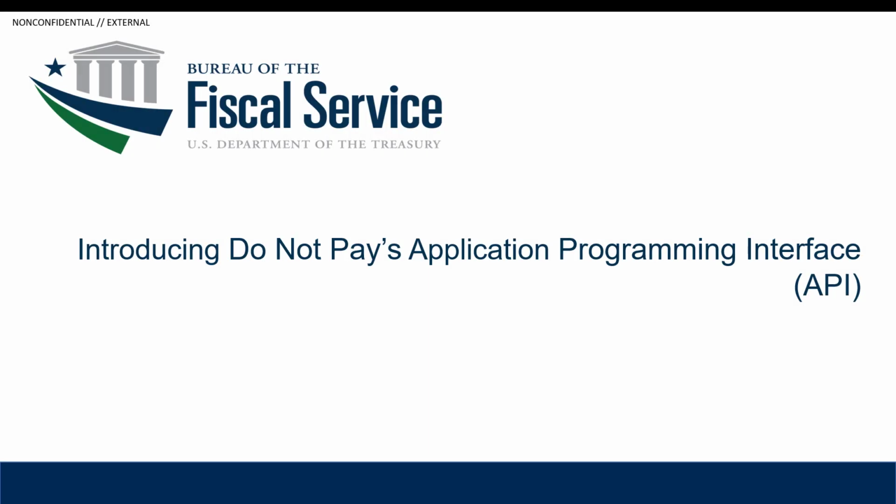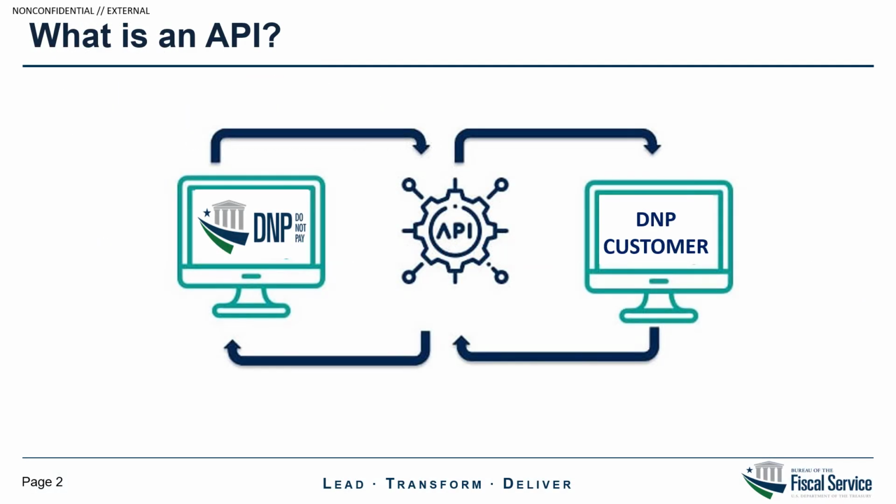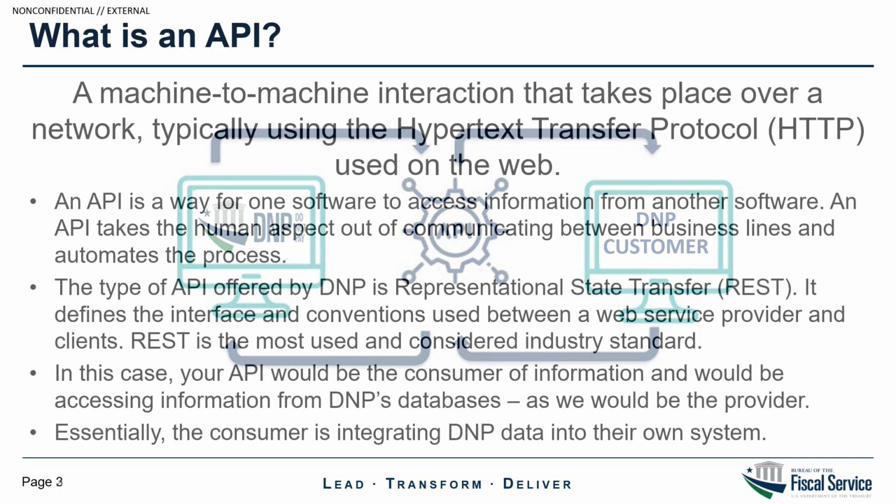Hello, welcome to a video introducing Do Not Pay's Application Programming Interface, or API. This diagram helps explain how an API connects Do Not Pay resources to your system. Do Not Pay serves as the provider of information, while your system receives the information that Do Not Pay offers. The API connection provides an integrated solution for payment eligibility verification activities.